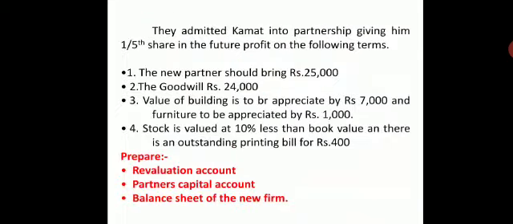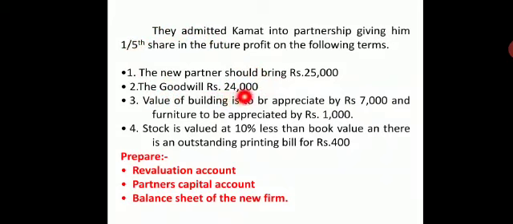Now adjustments. They admitted Kamath into partnership, giving him 1/5 share in future profits on the following terms. First, the new partner should bring rupees 25,000 as his capital. Next, goodwill of the firm is 24,000, which the incoming partner should get for 1/5 share.